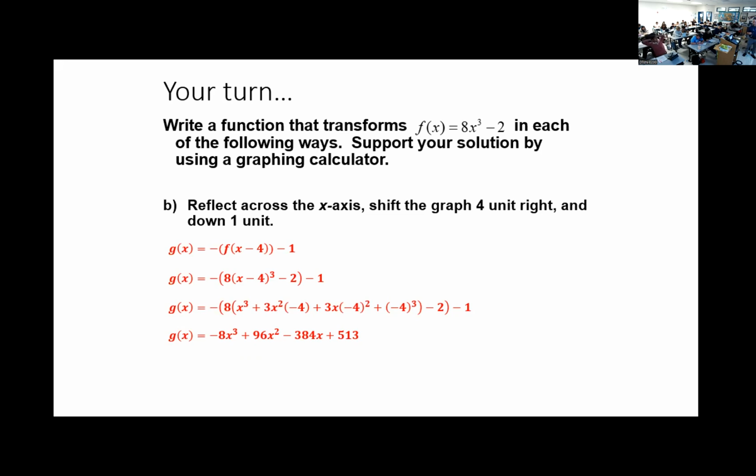I'm sorry, negative 64 times 8 is 512, plus 2, because it's minus 2. So it's 514 minus 1 is 513. So let's graph this and see what it looks like.